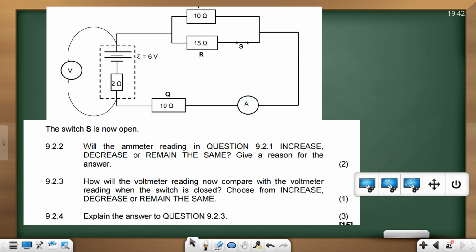Okay, where's S? All right, when we open S, what do you think will happen? There's current. You need to watch where the switch is. That's why I wrote the main switch. When that is opened, current will come this way, right? Current will come this way, and just go this way now. Make sense? Okay. So the 15 is no longer in operation. Will the ammeter reading in, I did this last week.